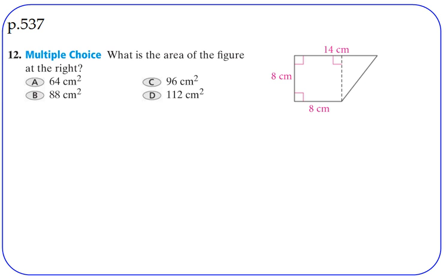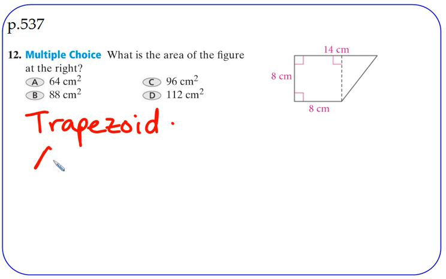If you'll notice that this line and this line are both perpendicular to this line here. Thus, these are parallel. So we have one pair of parallel lines and another set that is not. That would be a trapezoid. The area of a trapezoid is similar to that of a triangle.